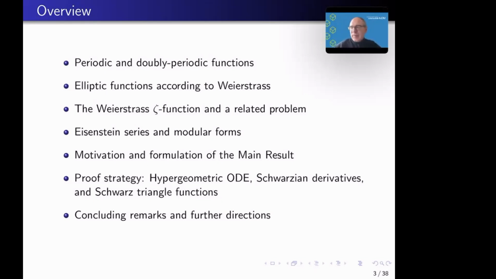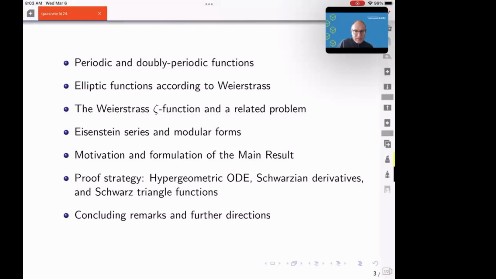The main result is actually about a very specific conformal map, and my result is that one can give an explicit, very geometric description of this conformal map. In order to prove my theorem, I will have to talk about some other very classical themes, namely the hypergeometric ordinary differential equation, Schwarzian derivatives, and Schwarz triangle functions. This will then lead to the proof of my main theorem, and then I will make some concluding remarks and discuss some further directions. So let's get started with all of this.